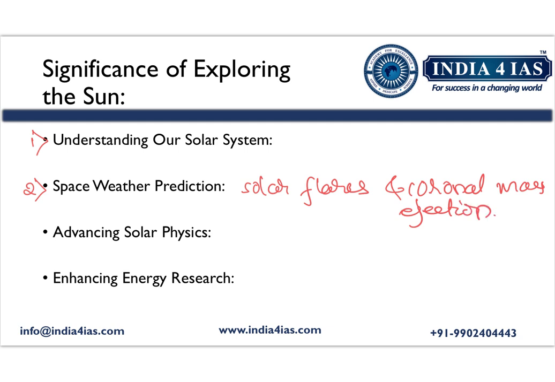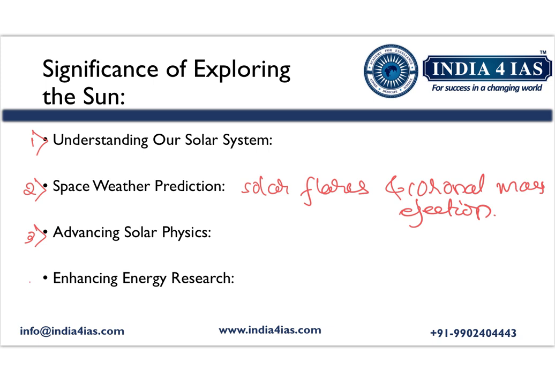They have potential to impact the Earth's space environment. So, understanding these phenomena is essential for predicting and mitigating the potential disruptions to communication systems, navigation, and power grids. And the third significance is advancing solar physics. Exploring the sun's intricate behavior, including its magnetic fields, heating mechanisms, and plasma dynamics, contributes to advancements in fundamental physics and astrophysics. Insights derived from studying the sun contribute to our broader understanding of the universe and its underlying physical principles.